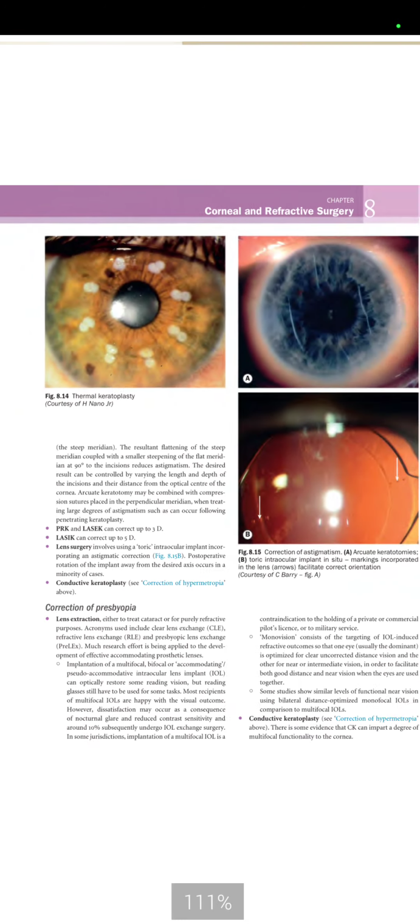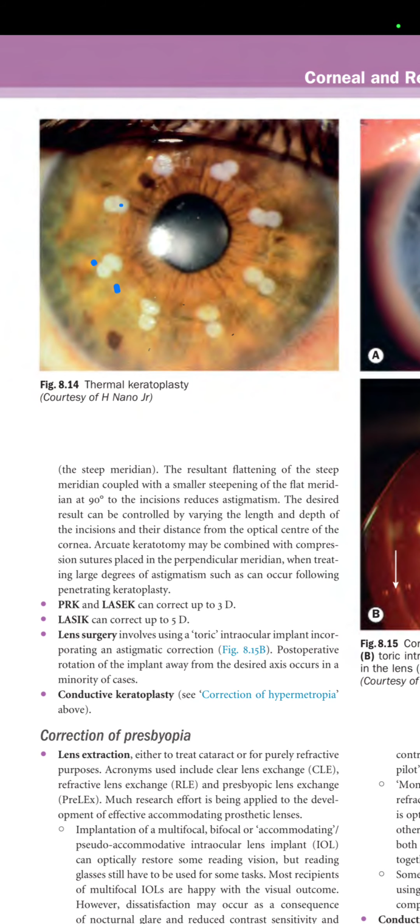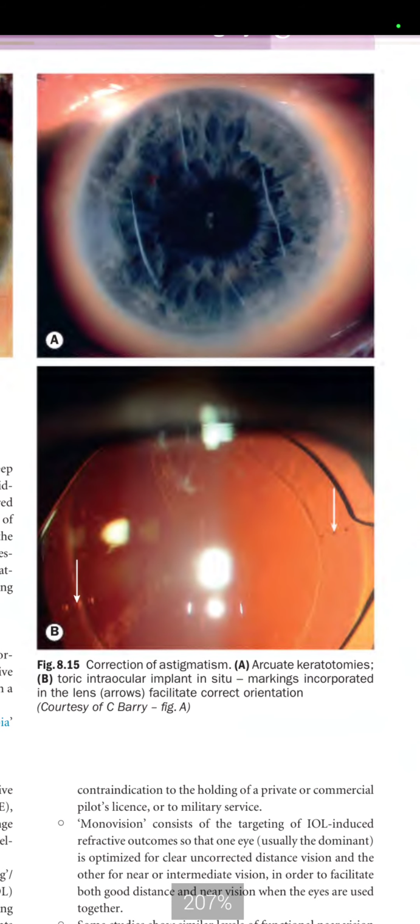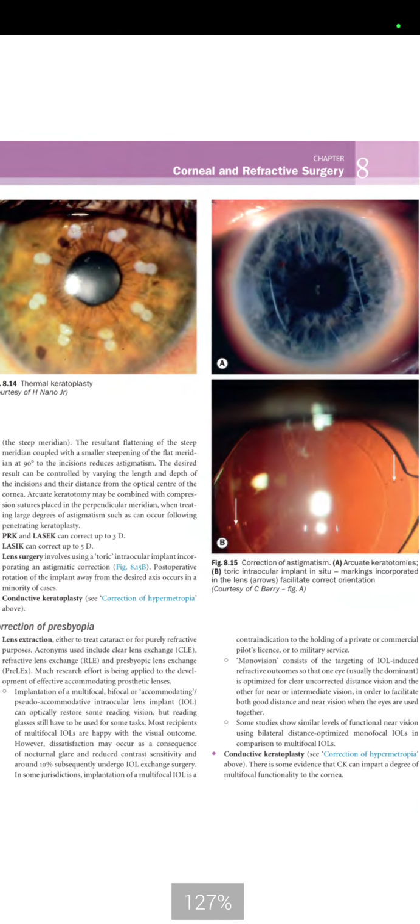You can see figure 8.14, a thermal keratoplasty. You can see the burns in the mid periphery and correction of astigmatism. You can see the arcuate keratotomies, and the toric intraocular lens implant in situ marking. You can see the marking of the toric implant like this, so you can identify that this is a toric lens.